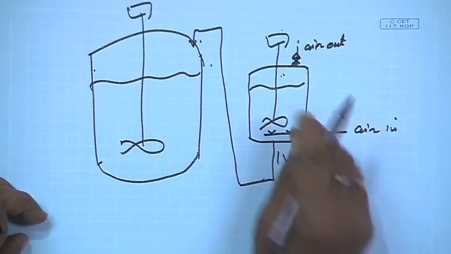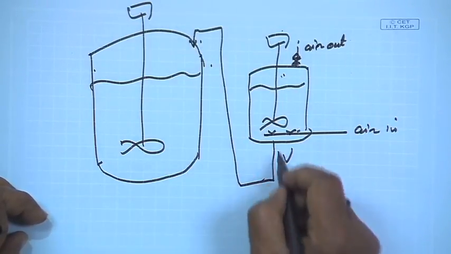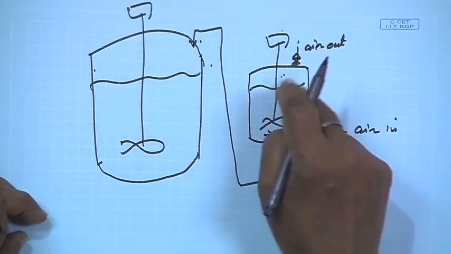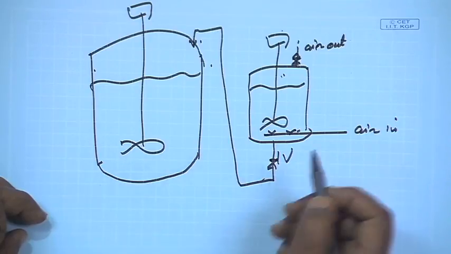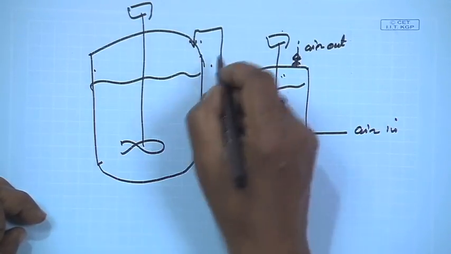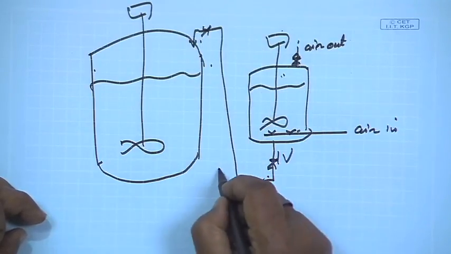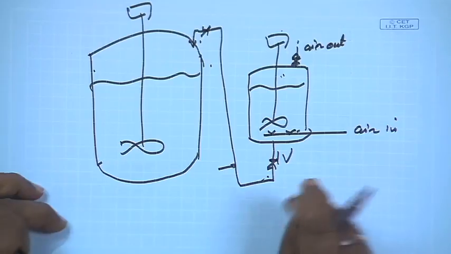So you can transfer the culture easily and aseptically. You open the valve and drive the culture from this vessel to this vessel. When the transfer is complete, you close this valve and again sterilize the valve. This is how we can aseptically transfer the culture from the inoculum vessel to the production fermenter. This is in practice in the industry, and it is very effective. Thank you very much.